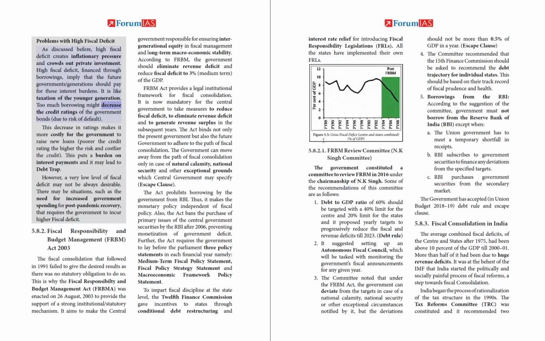Too much borrowing might decrease the credit ratings of the government bonds due to risk of default. This decrease in ratings makes it more costly for the government to raise new loans. Per the credit rating, the higher the risk, the costlier the credit. This puts a burden on interest payments and it may lead to a debt trap.